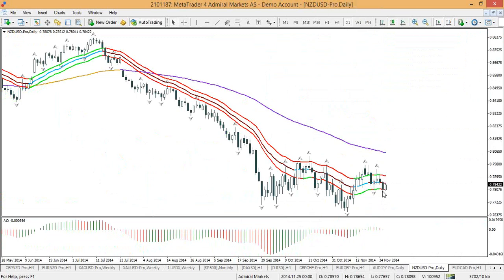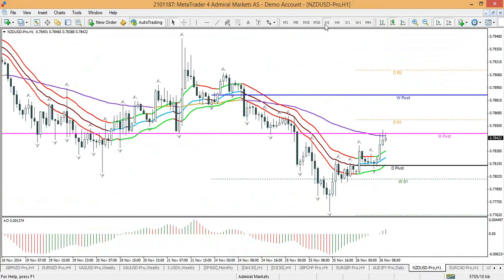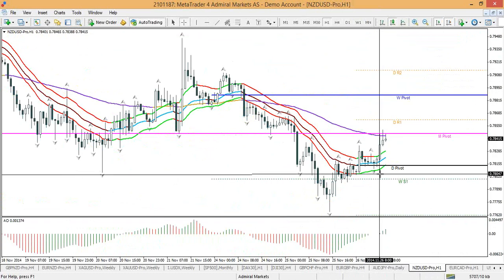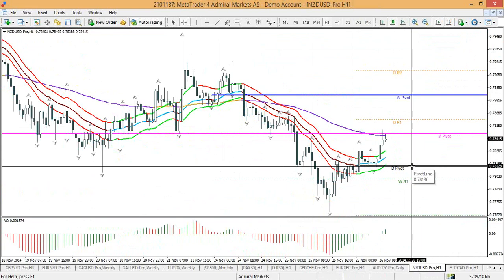Daily candle, if the daily candle is able to close below this band, that could be a breakout. And from an hourly point of view, we need a candle close below the daily pivot point and 21 band, basically.